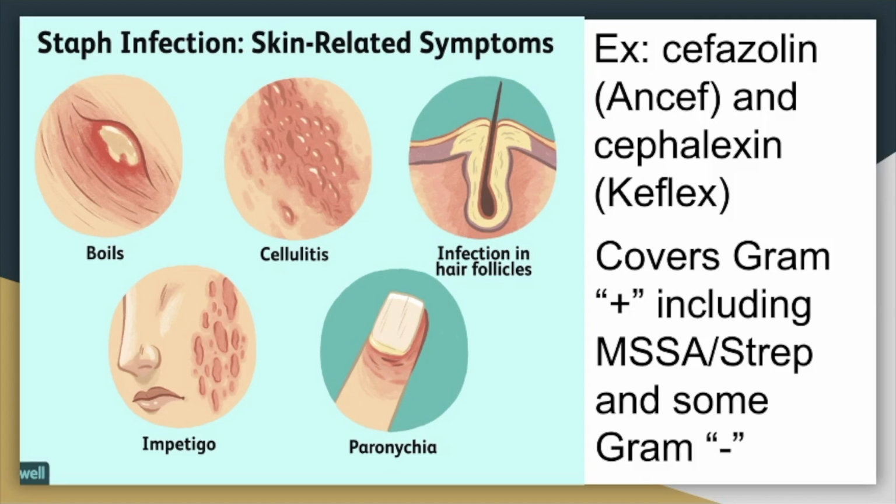So remember, it gives really, really good gram-positive coverage, but the specific organisms I want you to think about are MSSA and strep in general, and it also gives you a little bit of gram-negative coverage.